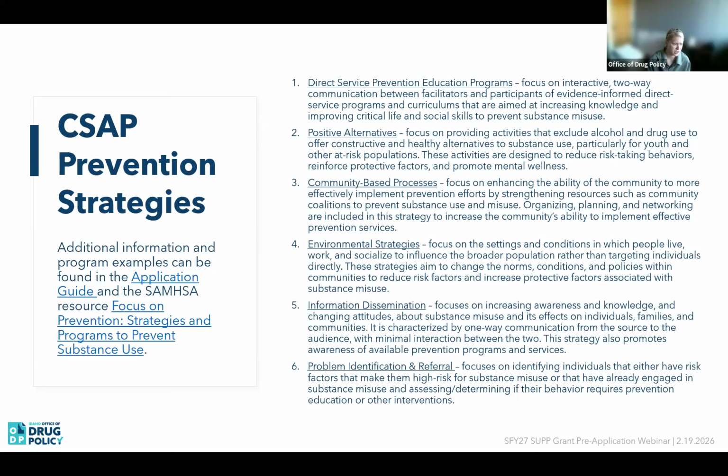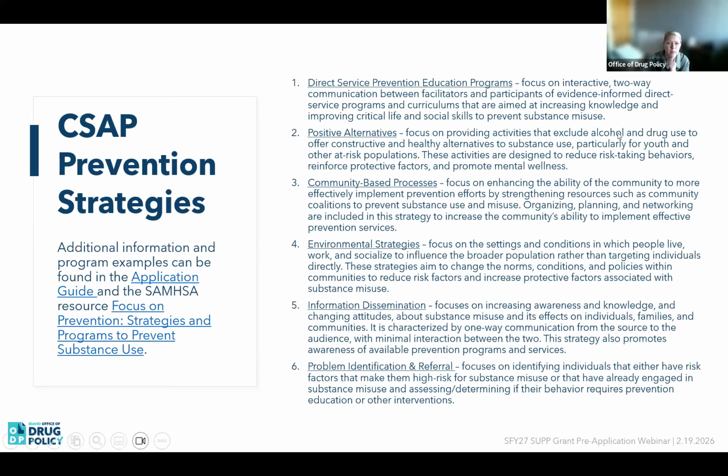So those 6 CSAP strategies are direct service prevention education programs. These focus on interactive two-way communication between facilitators and participants of evidence-informed direct service programs and curriculums aimed at increasing knowledge and improving critical life and social skills to prevent substance misuse. Number 2, positive alternatives. These programs and activities focus on providing activities that exclude alcohol and drug use to offer constructive and healthy alternatives to substance use, particularly for youth and other at-risk populations. These activities are designed to reduce risk-taking behaviors, reinforce protective factors, and promote mental wellness.